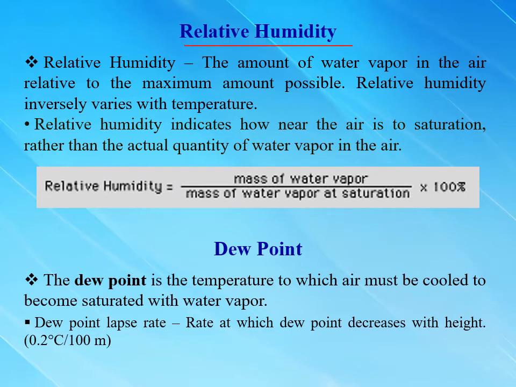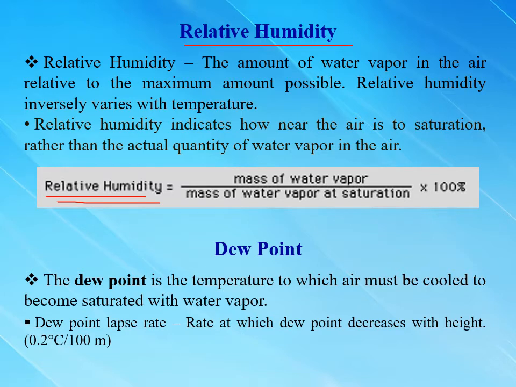Now, relative humidity also varies with temperature because with changing temperature, or with increasing temperature, the amount of vapor content varies. With increasing temperature, the saturated air becomes unsaturated. So at that condition, the ratio changes. So relative humidity inversely varies with temperature.